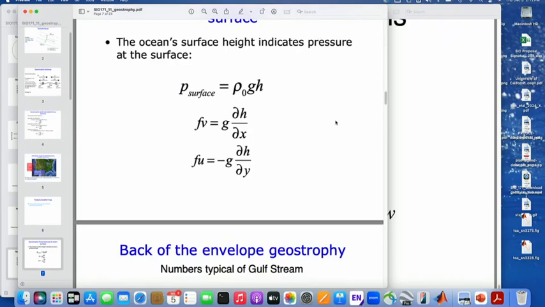Same way, these are worth remembering as well. This is what at the surface of the ocean, the pressure gradient is basically due to the height of the surface. So you can write the geostrophic equations this way. And I think this is a really useful way to remember them for the surface flow in the ocean. Okay?